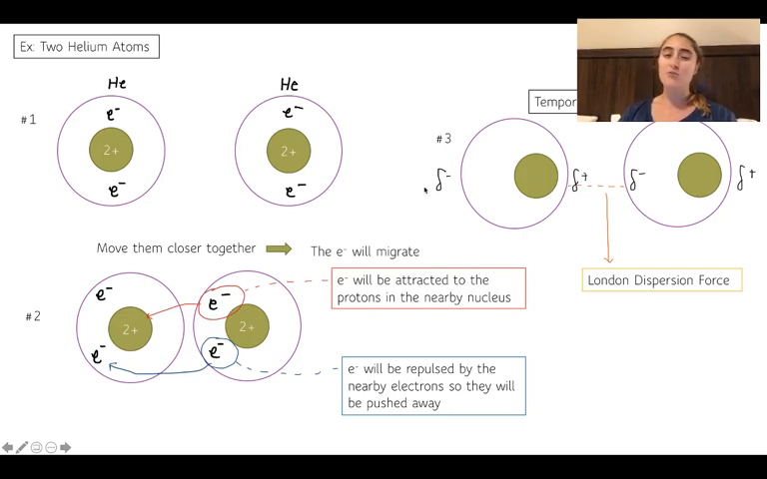So even though there is really no dipole moment between these two helium atoms because they are the same, a temporary dipole is created because of these attractive and repulsive forces, and this is what gives you the London dispersion force.